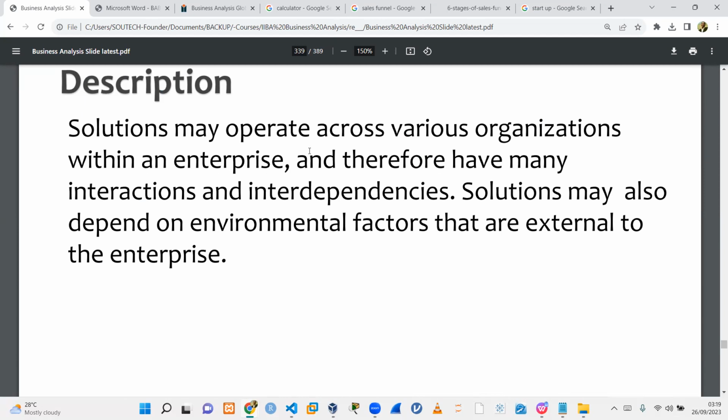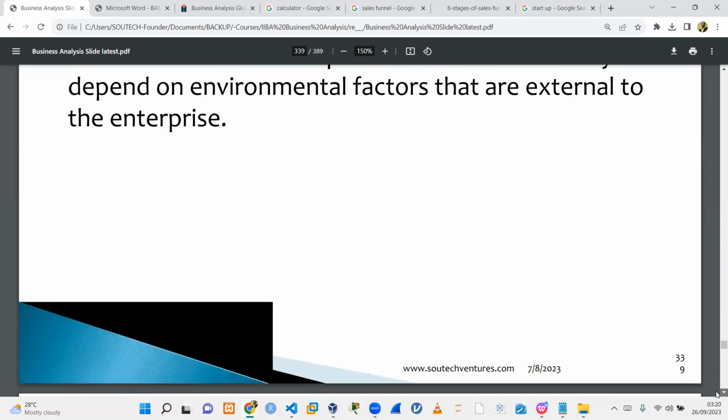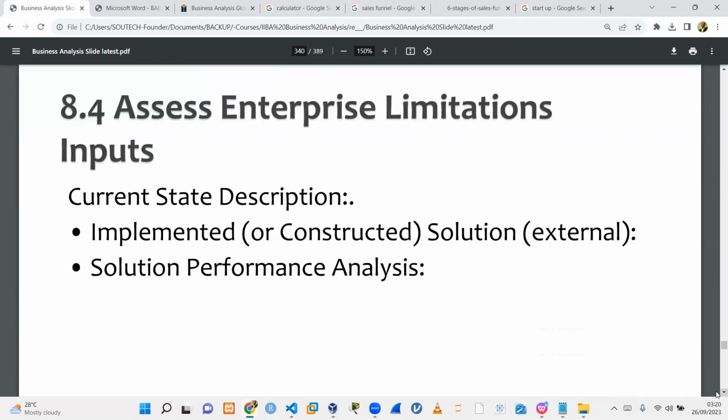A solution may operate across various organizations within an enterprise and therefore have many interactions and interdependencies. A solution may also depend on environmental factors that are external to the enterprise. So you want to look at those things. Even climate change can affect whatever kind of solution that you are proposing.